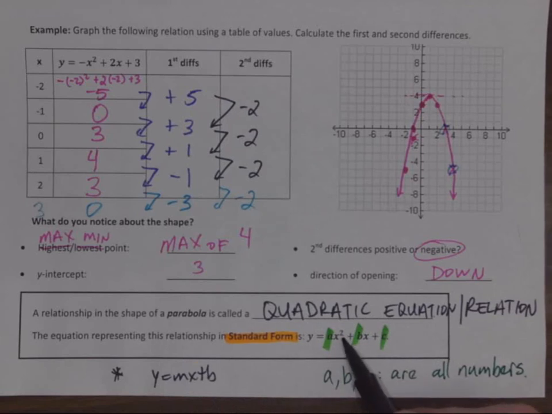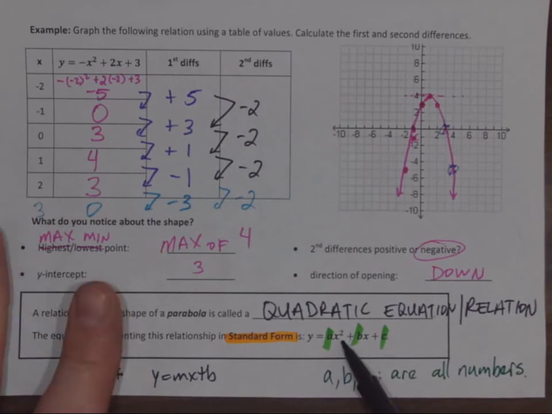That is another way that we can tell that it's a parabola. The exponent on x is 1, it's a line. The exponent on x is 2, it's a quadratic.